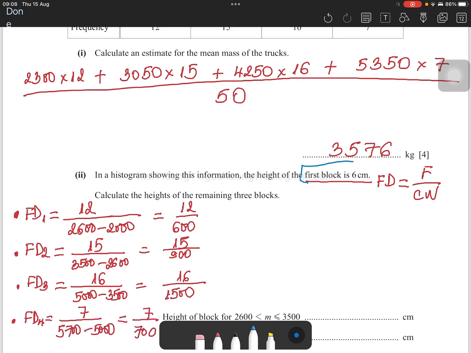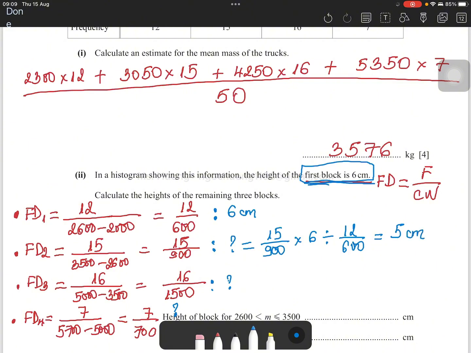According to the question, the height of the first block is 6 centimeters. So this one is corresponding to 6 centimeters. Now we need to find the height of the other 3 blocks. To do this, we will multiply 15 over 900 by 6 centimeters. Then we divide it by 12 over 600. And this is equal to 5 centimeters.